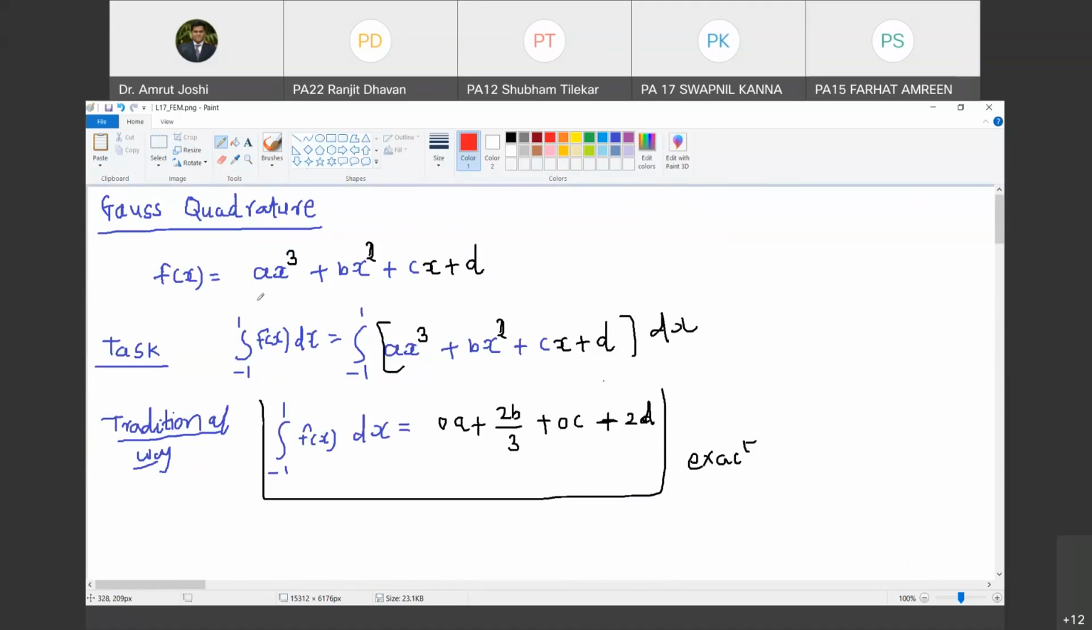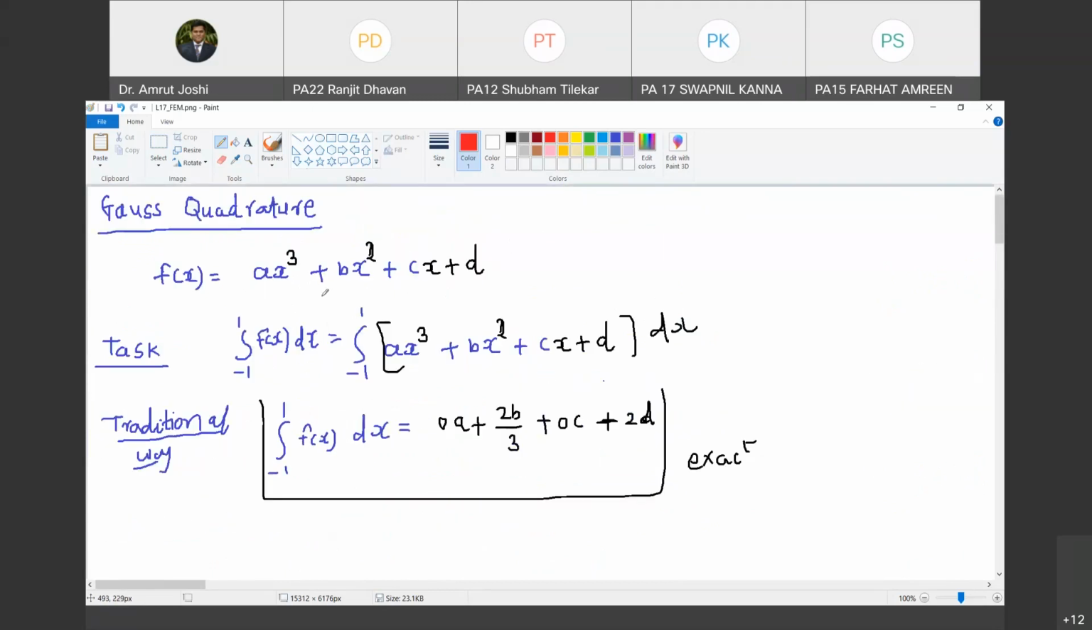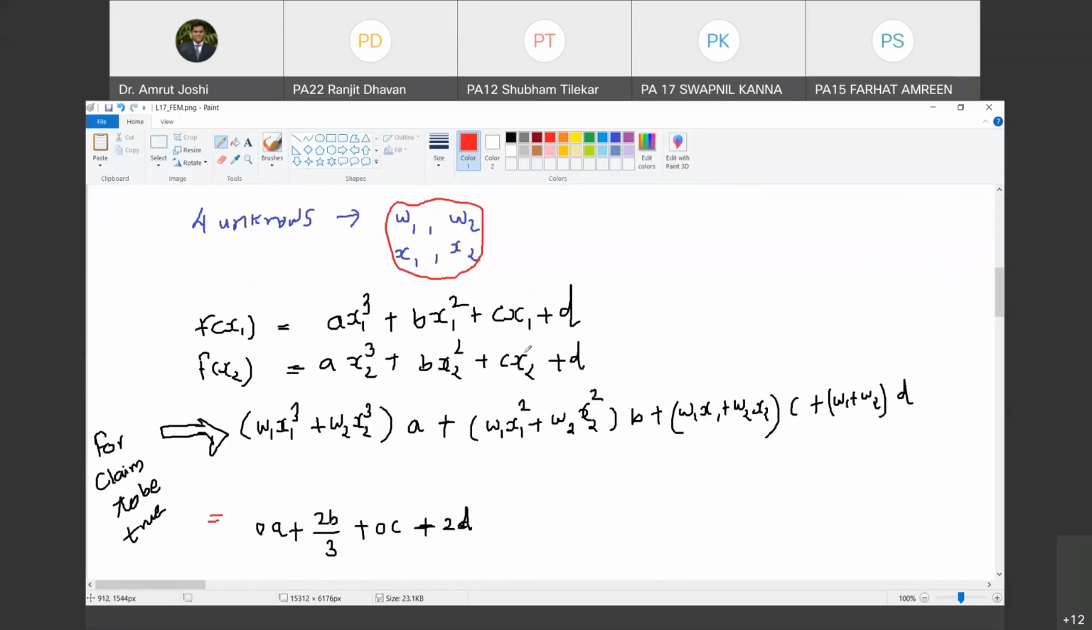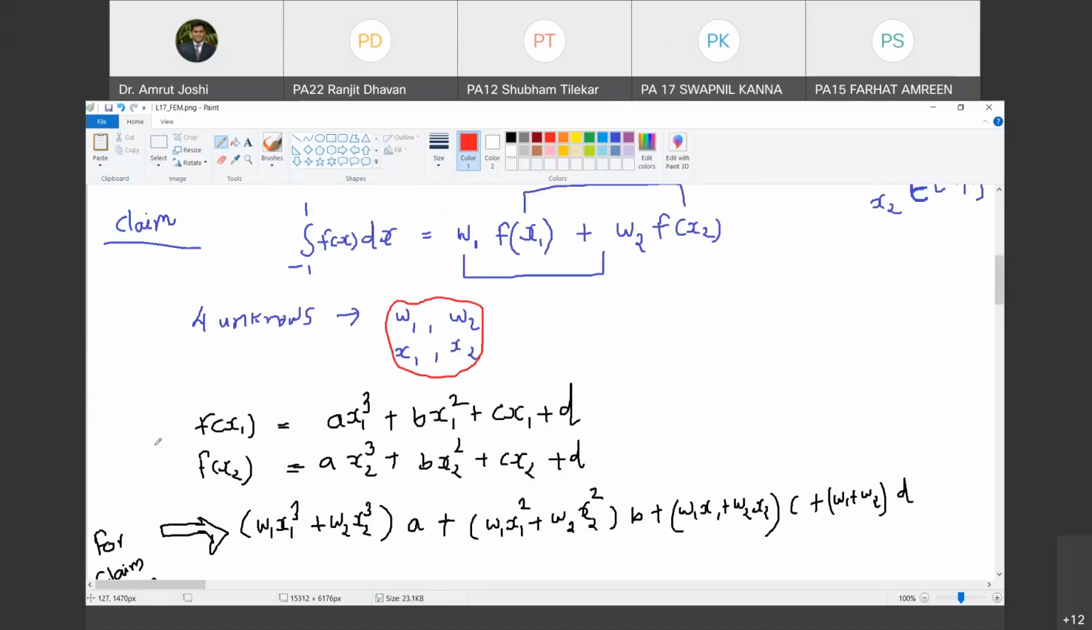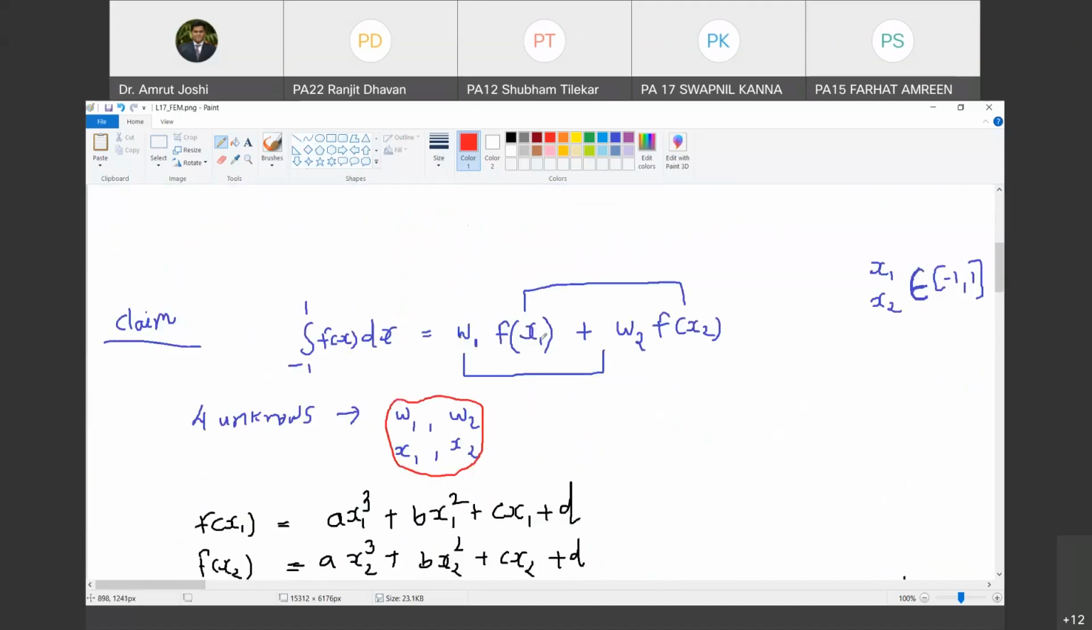This means that if I had started with a polynomial of degree less than cubic, I would have ended up with a lesser number of equations. Do you agree with me? Yes, sir. An unsolvable system. If I had started with a polynomial greater than cubic, then I would have ended up with more equations. The system would have been overdetermined. Do you agree with me? Yes, sir. So therefore, to have a solution, or to have the claim satisfied, I must start with exactly a cubic polynomial here if I am going to consider 2 points.